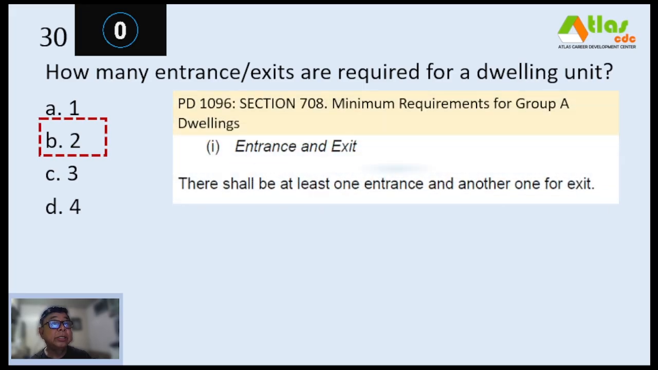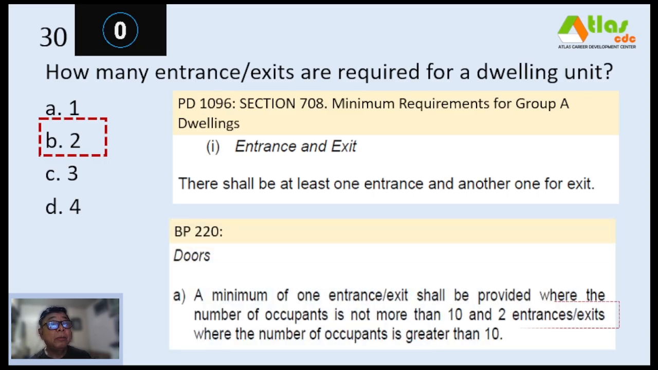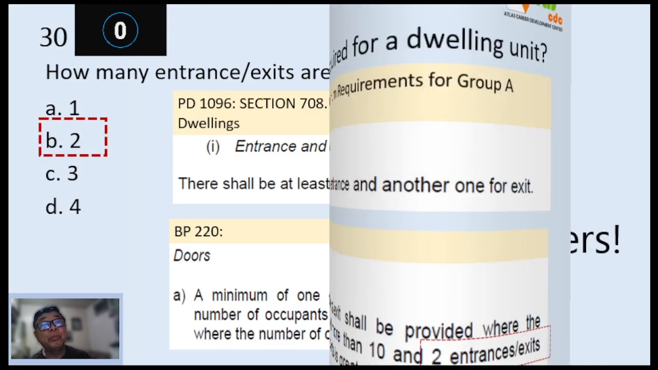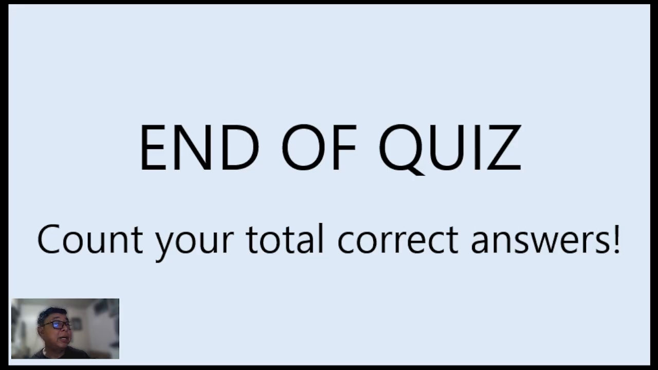So as per PD 1096, there shall be at least one entrance and another one for exit, so making it 2. While for BP 220, it says that a minimum of one entrance exit shall be provided where the number of occupants is not more than 10. However, if the number of occupants is greater than 10, 2 entrances or exits shall be provided. And that's it for our quiz.